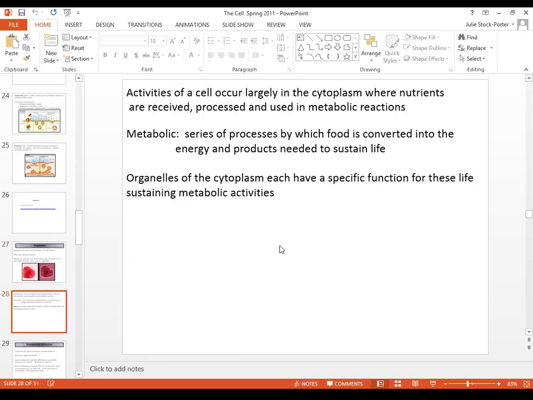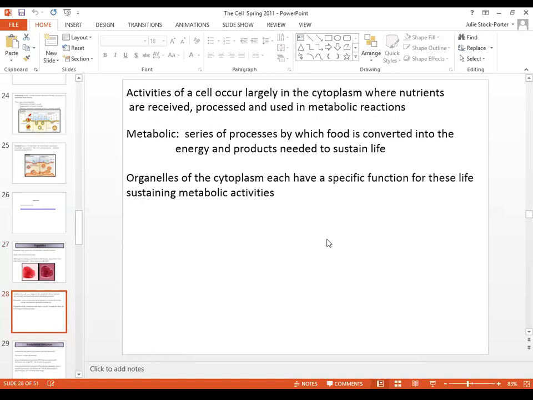Activities of a cell occur largely in the cytoplasm, where nutrients are received, processed, and used in metabolic reactions. What do we mean by metabolic? It's a series of processes by which food is converted into the energy and products needed to sustain life. So when we're having metabolic activity, we are taking these things apart and then we're putting them back together for things that we can use. For example, when you eat a steak, we're going to take it apart into amino acids, and then we're going to get those amino acids down to the cell, where the cell is going to start producing proteins that we need from it. So that's metabolism.